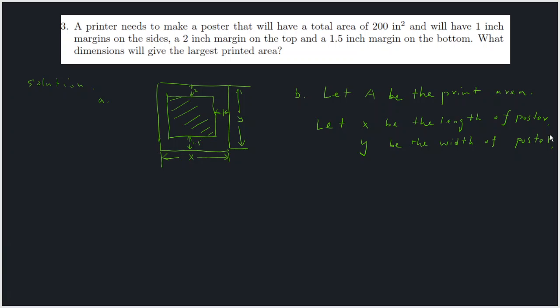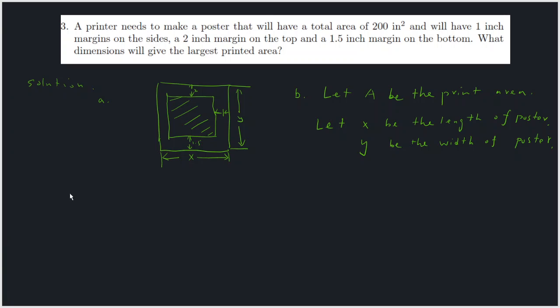So we're done with step B. In step B, we introduce the variables. Again, identify the quantity to be maximized, in this case A. The quantity depends on the length and the width of the poster. Because the margins are fixed, as long as you can determine the length and the width, the print area is determined.